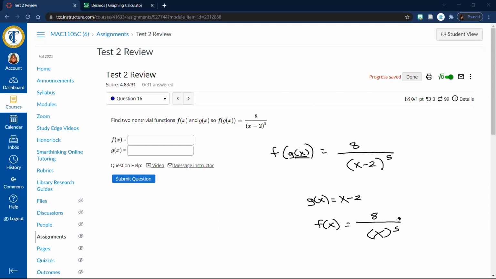Okay. And of course, you don't really need the parentheses after that. I noticed on that one, it said you can have a lot of answers. Could you have put 1 over x to the 5th, or that would have made you wrong because of the 8? It would have made you wrong because of the 8. Okay, gotcha. So you gotta include the 8.